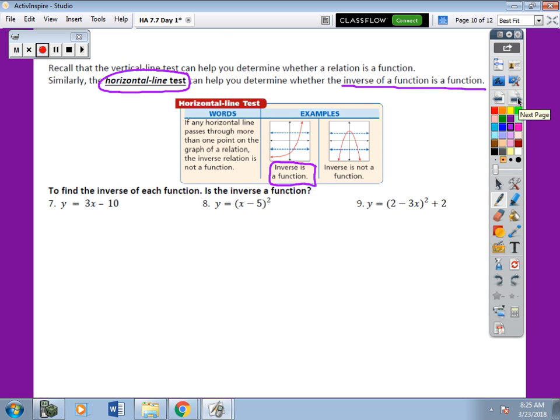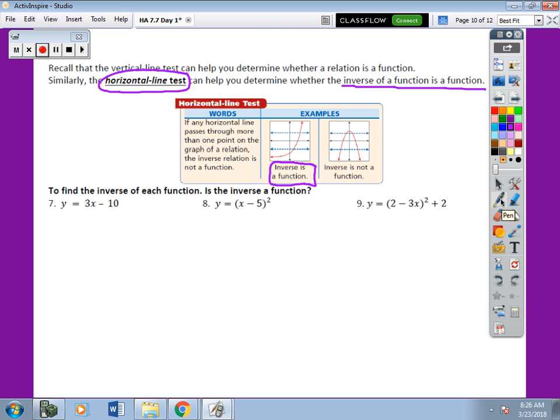Is it always going to be opposite, like if the real function is? No. No, they could both be functions. If they were both linear, they will both be functions. Good question.